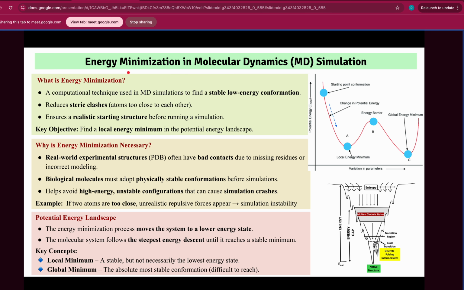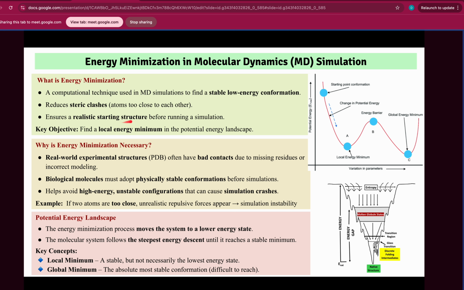Now we'll talk about energy minimization. So firstly, what is energy minimization? It is a computational technique which we use in MD simulations to find a stable and low energy conformation. Why stable and low energy conformation? Because the protein in its native state is in its lowest energy form and it is highly stable. We reduce steric clashes. That means if atoms are too close to each other, we refine the structure so that it has the least steric clashes.